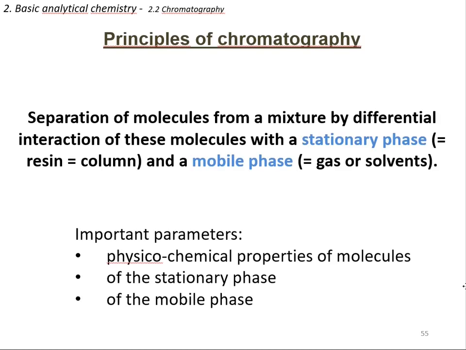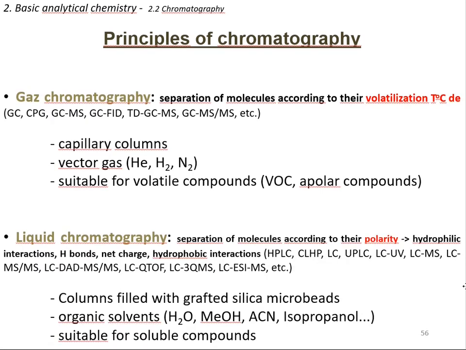Let's explain now what is chromatography. The principle is to separate molecules from a mixture by differential interaction of these molecules with a stationary phase that we call also a resin or a column. In fact, it's a pack of resin inside a metal column. And a mobile phase, which is a gas or a solvent. So the important parameters to understand chromatography are the physico-chemical properties of the molecules, the physico-chemical properties of the stationary phase, the resin or the column, and the physico-chemical properties of the mobile phase, the gas or the solvent.